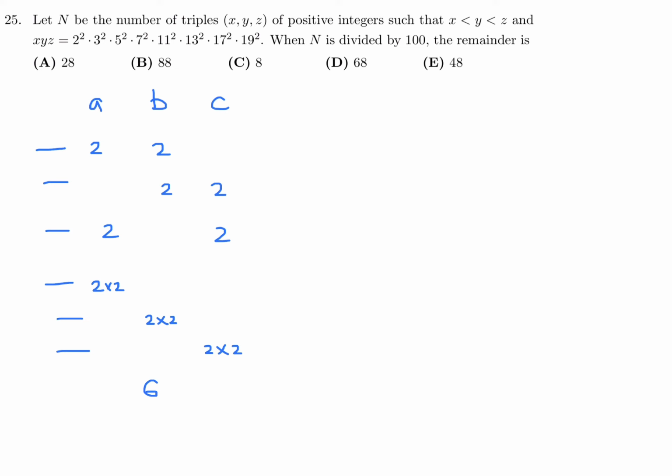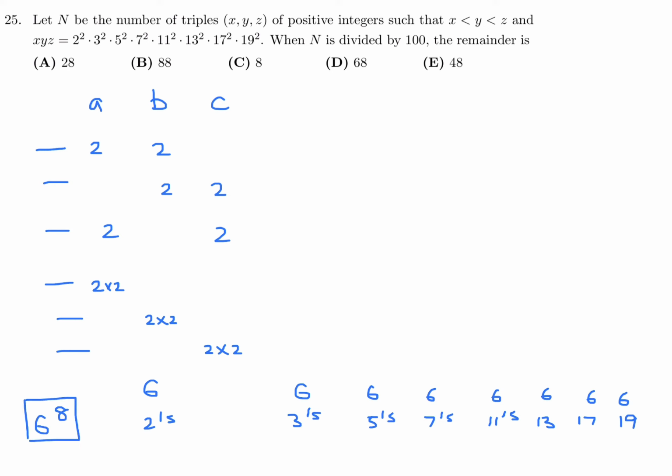And in a very similar way, there's 6 ways of placing the 3's, and 6 ways to place the next prime factor, which is the 5's, and so on. 6 ways to place the 7, 6 ways to place the 11, 6 ways to place the 13, 6 for the 17, and 6 for the 19. So in total, we have 6 to the power of 8 ways that we can combine all of these numbers.